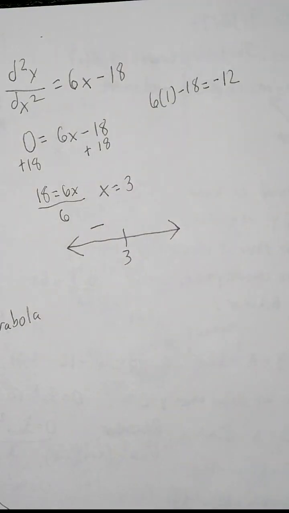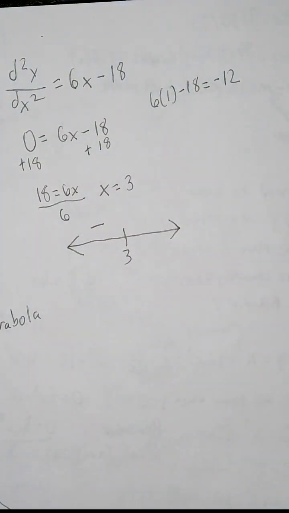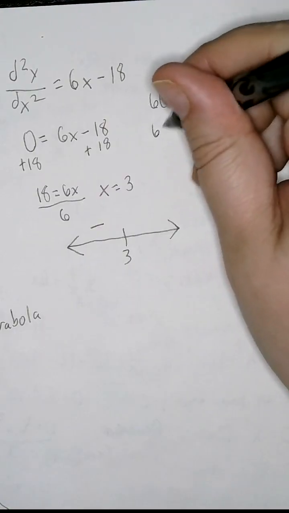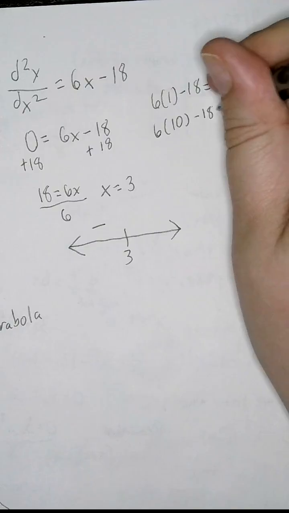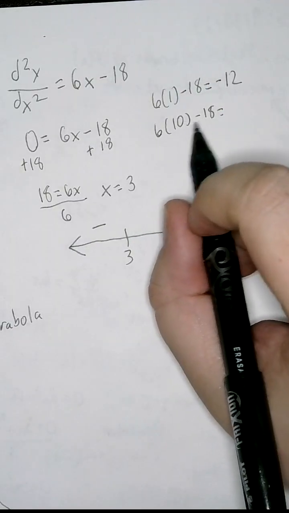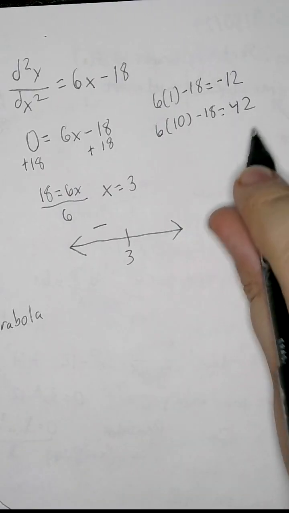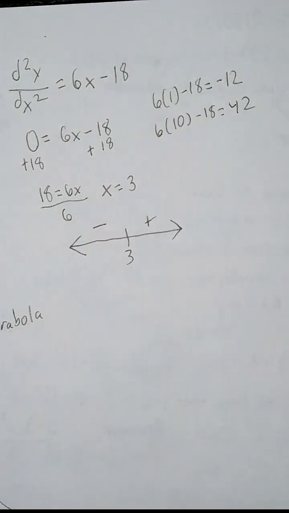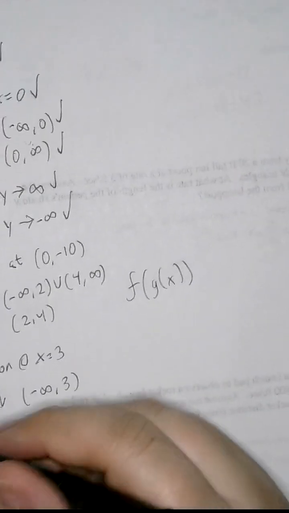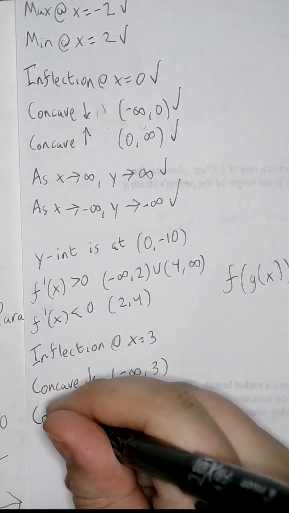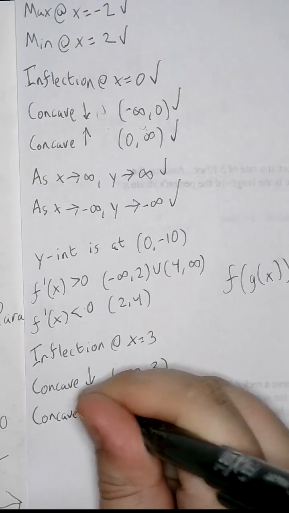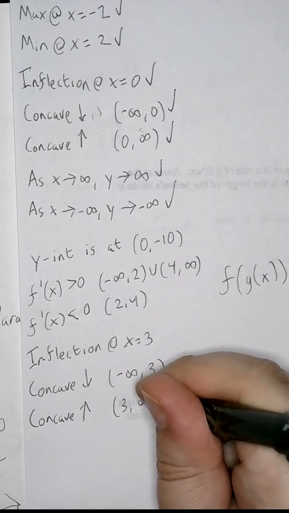And then pick a number greater than 3. 10? Okay. 6 times 10 minus 18. 6 times 10 is 60. 60 minus 18 is 42. 42 is positive, so that is positive, which means that my function is going to be concave up on the interval from 3 to infinity.